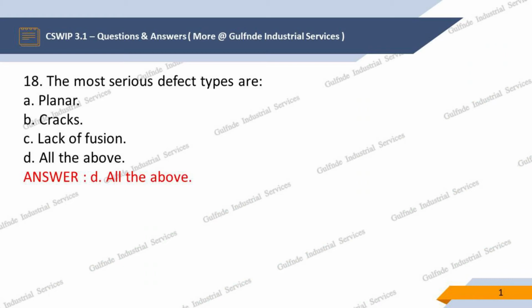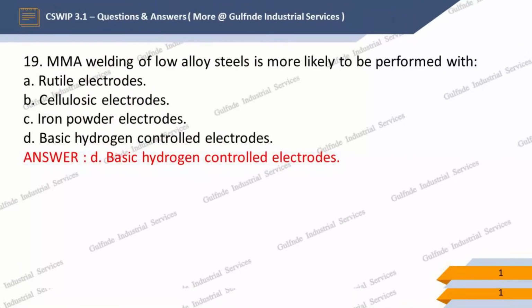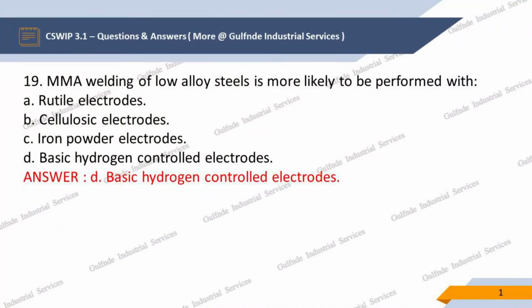Question 18. The most serious defect types are, options are: A. Planar, B. Cracks, C. Lack of fusion, D. All the above. Our answer is D. All the above.